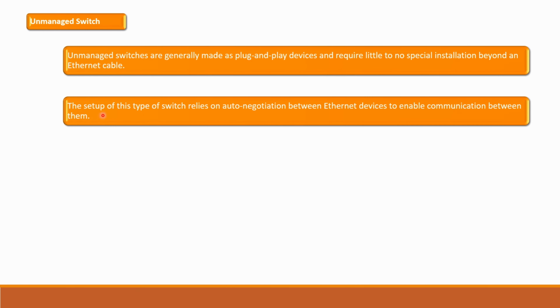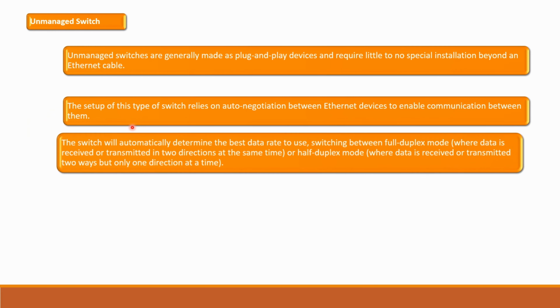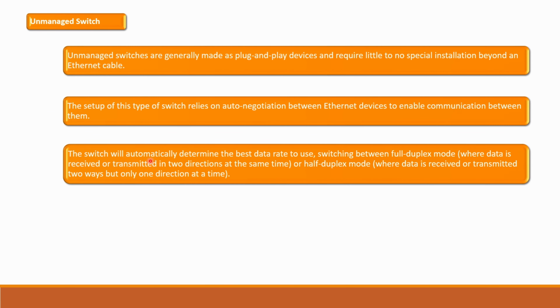The setup of this type of switch relies on auto negotiation between Ethernet devices to enable communication between them. The switch will automatically determine the best data rate to use, switching between full duplex mode or half duplex mode.